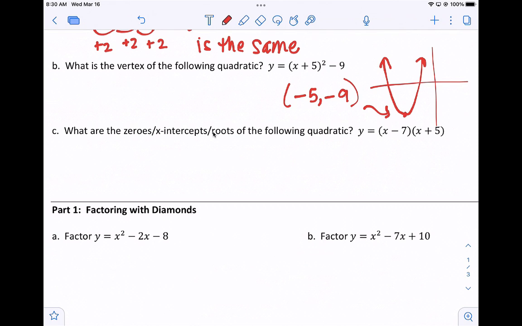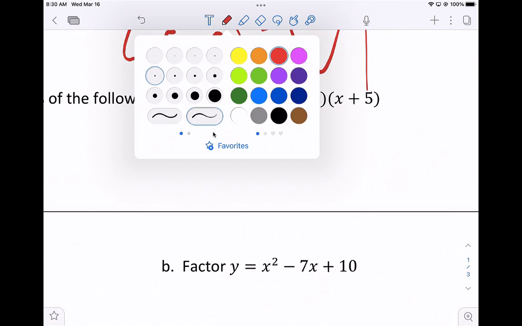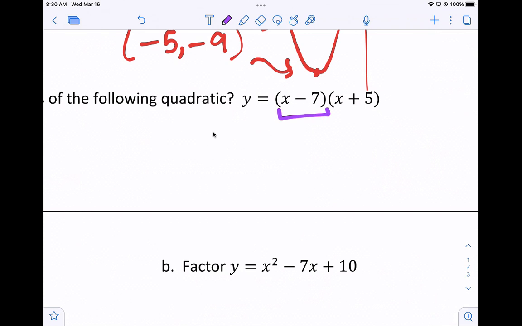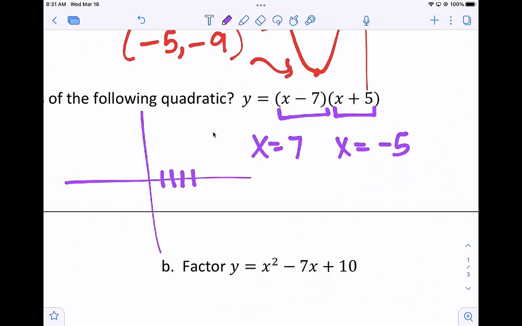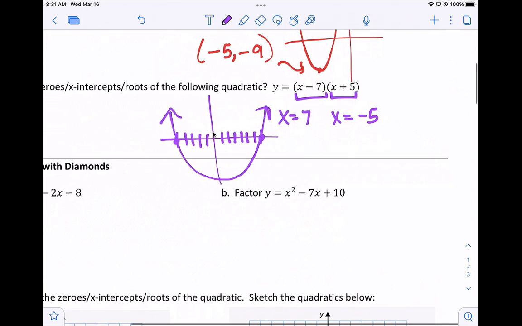And part C, what are the zeros, x-intercepts, and roots of the following quadratic? And this is where it crosses the x-axis, and we want to know what makes each one of these 0 using the zero product property. So 7 would make x minus 7 equal 0, because 7 minus 7 is 0, and negative 5 would make x plus 5 equal 0. So if we were to graph this quadratic, at 7 there would be an x-intercept, and at negative 5. And so our quadratic would look something like this. So those are the x-intercepts.